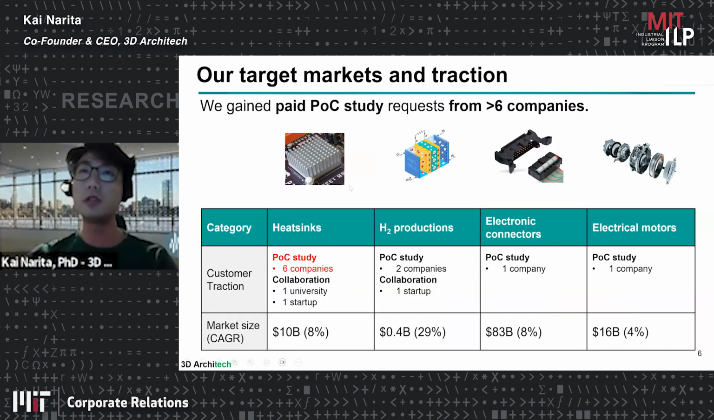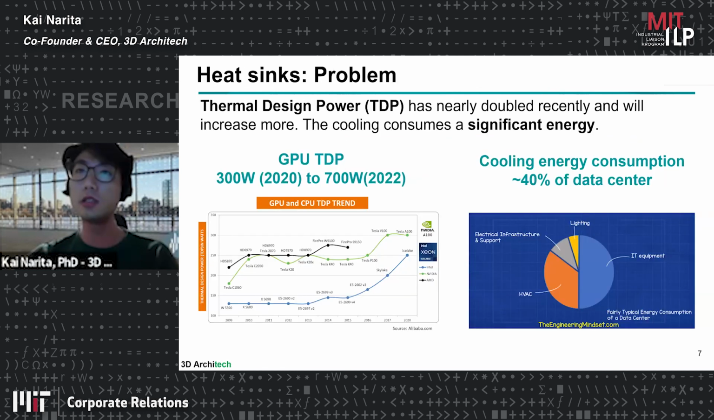So far, we have gained POC study requests from more than 6 companies in different markets: heatsinks, hydrogen production, electrical connectors, and electrical motors. And today, we are working mostly on the heatsink market with 6 different customers. Let me show you one use case, data center cooling. In the data center, the GPU TDP, the thermal design power, has rapidly increased. And if you look into the energy consumption in the data center, 40% of the consumption comes from the cooling. So we need a new cooling solution which provides super efficient cooling.